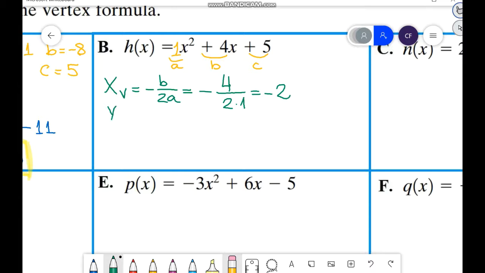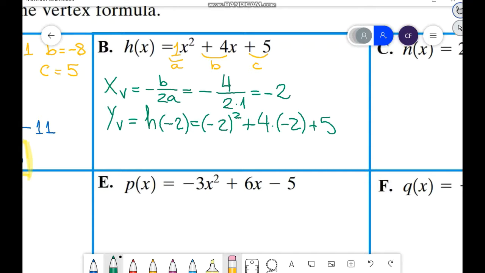Plug in to find y of the vertex. Plug -2 into the function: h of -2 equals -2 squared plus 4 times -2 plus 5. -2 squared is 4, plus 4 times -2, -8. That means 4 minus 8, -4, plus 5, 1. The vertex is x equals -2, y equals 1.